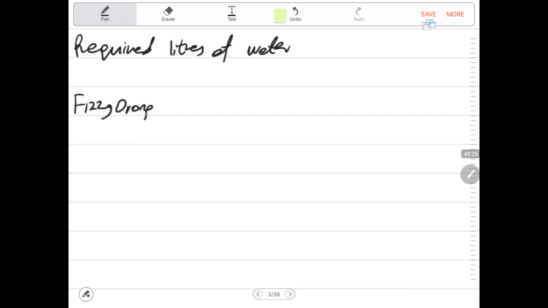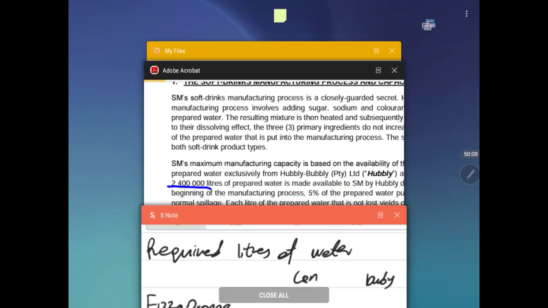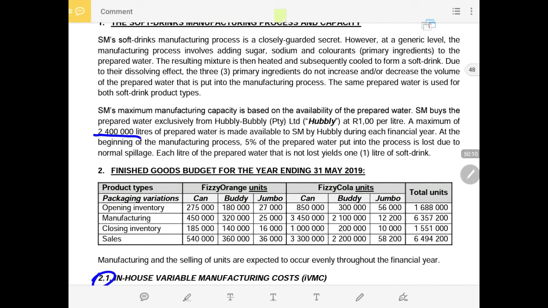Fizzy orange and fizzy cola. We have a can, we have a body, and we have jumbo. These are the three that we have. Then I will be calculating the total for all three of them. How many liters of water do we require? Then please do show all the calculations.